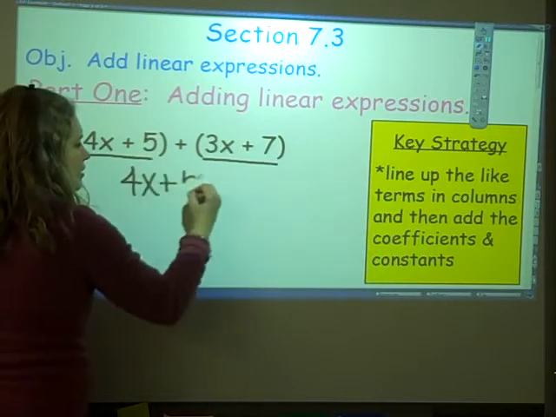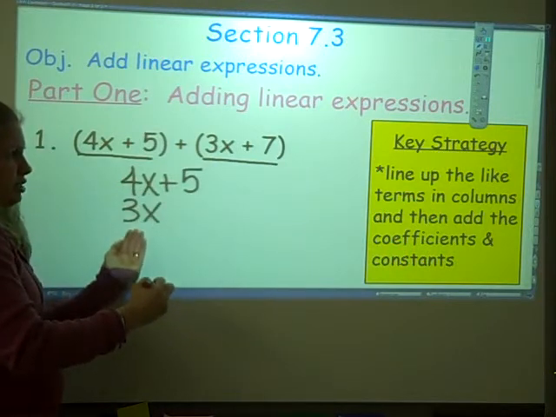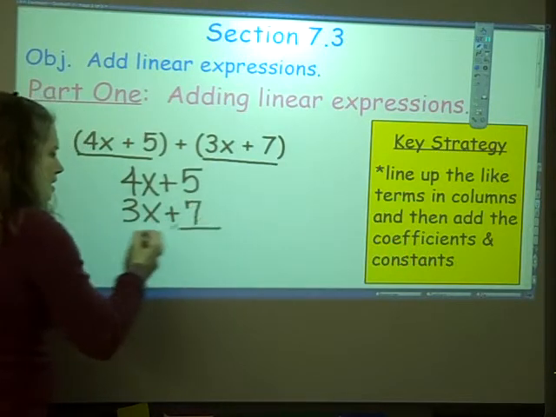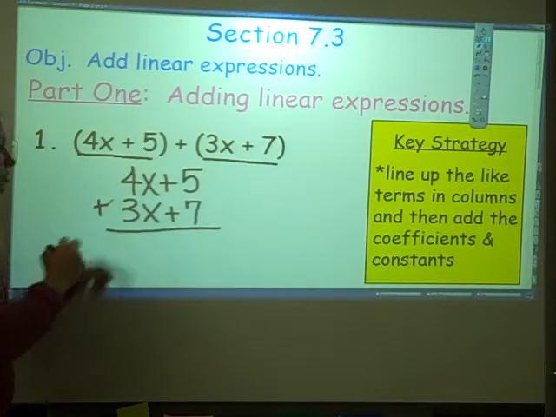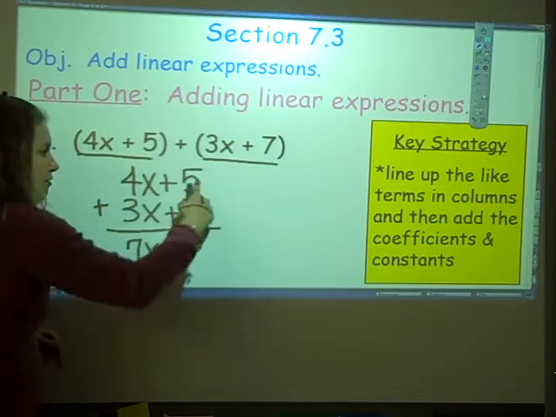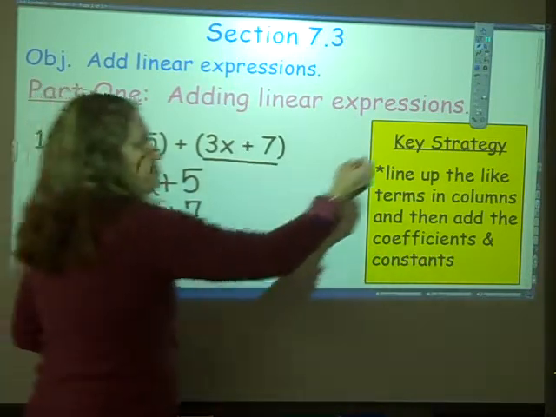4x plus 5, and we're going to put this right underneath it so that the x's, the like terms, line up, and the 7. We're adding this one plus this one. 4x's plus 3x's, we have 7x. 5 plus 7, 12. So that's our answer.